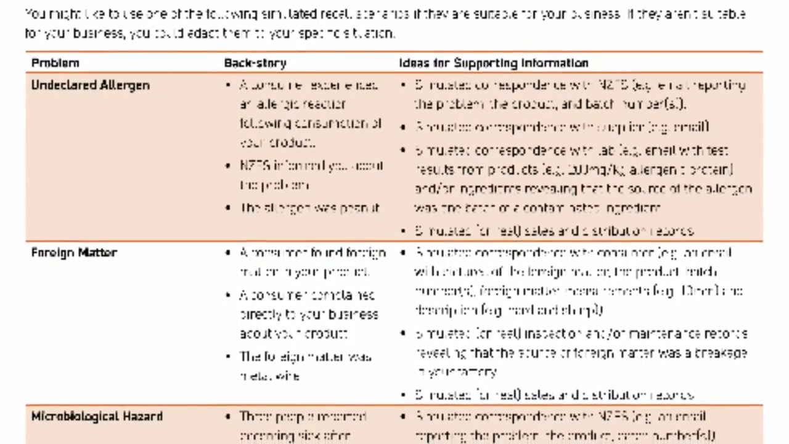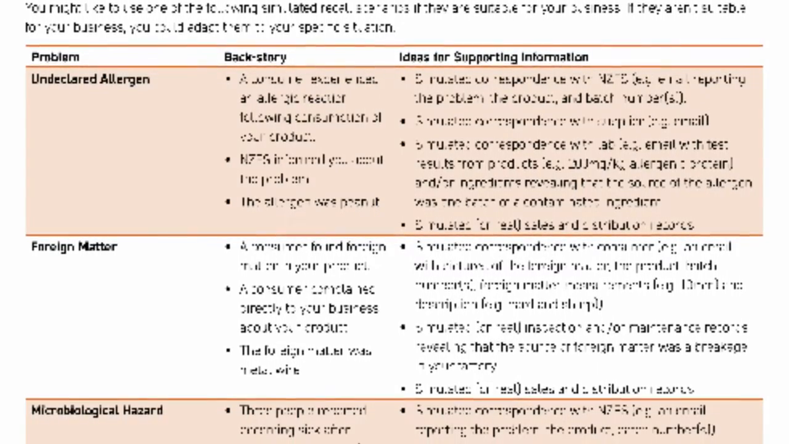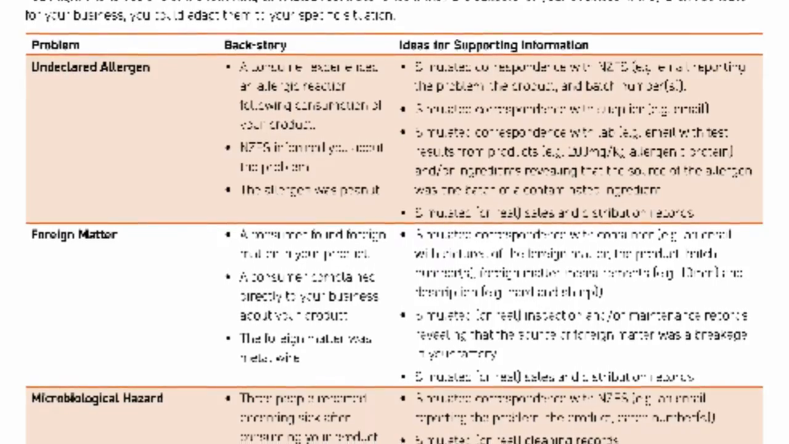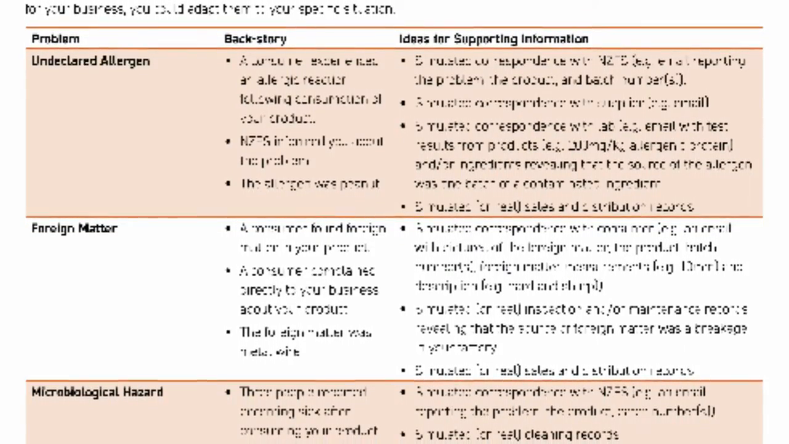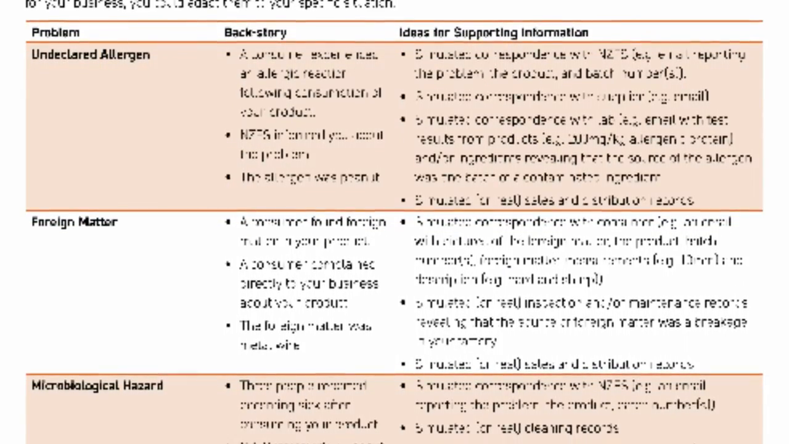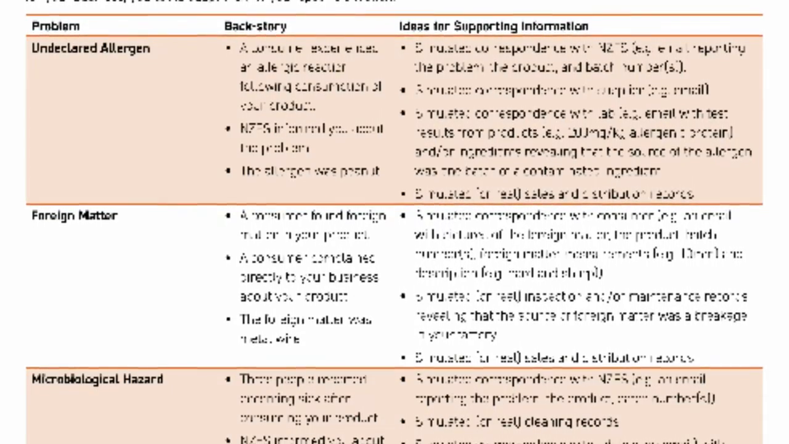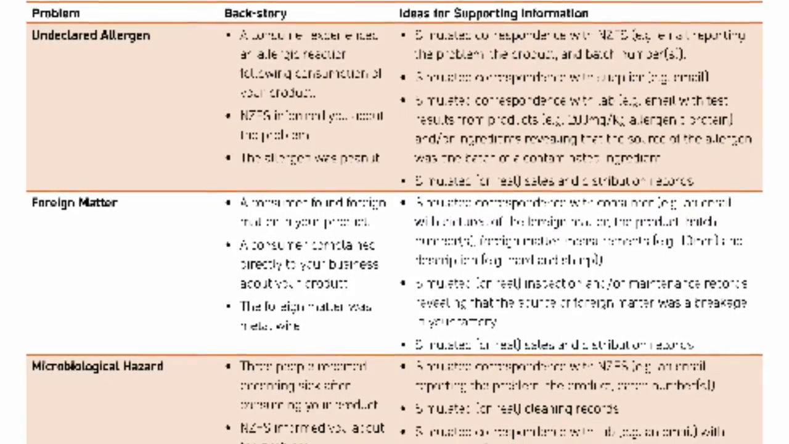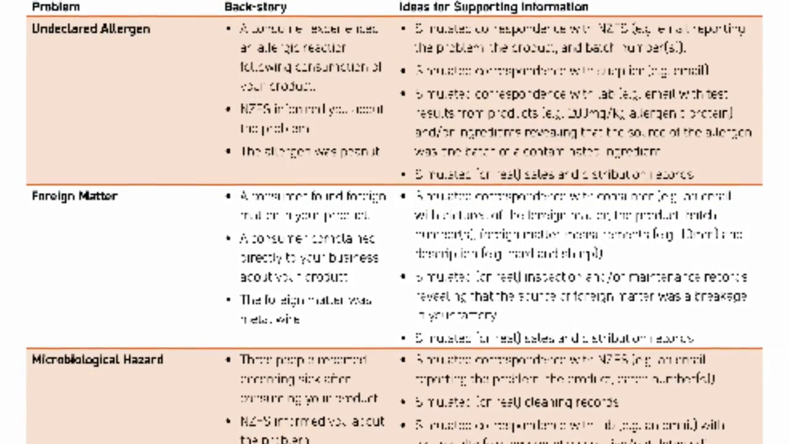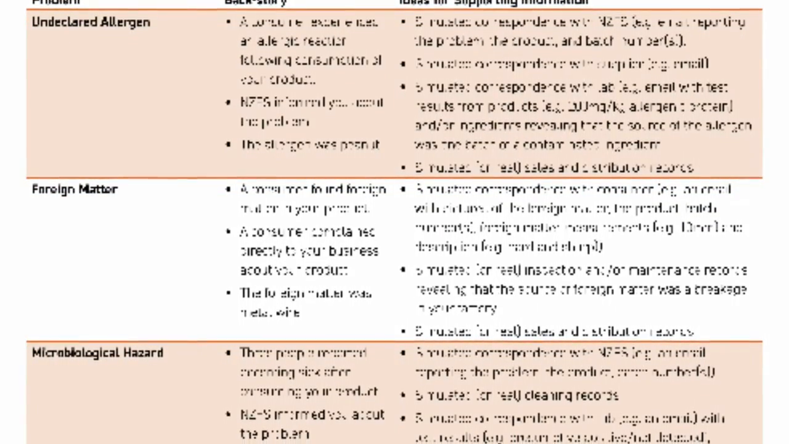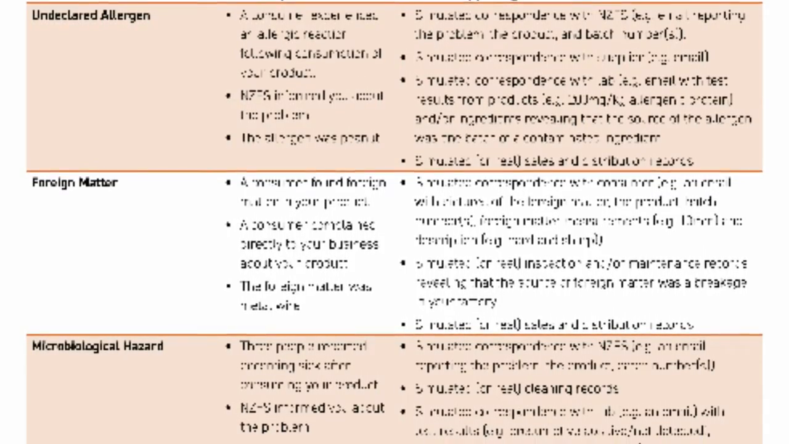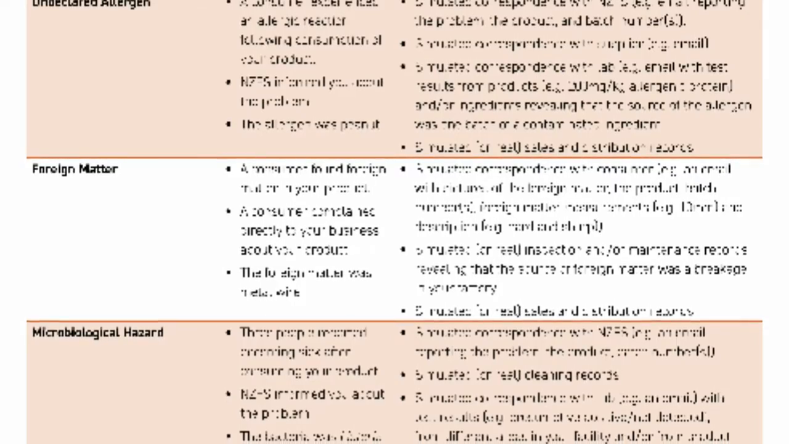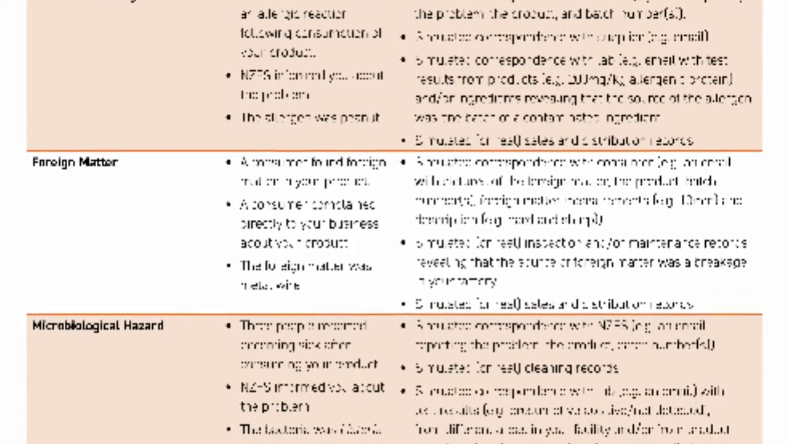Problem: foreign matter. Backstory: a consumer found foreign matter in your product. A consumer complained directly to your business about your product. The foreign matter was metal wire. Ideas for supporting information: simulated correspondence with consumer such as an email with pictures of the foreign matter, the product, batch numbers, foreign matter measurements, for example 10 mm, and description such as hard and sharp.